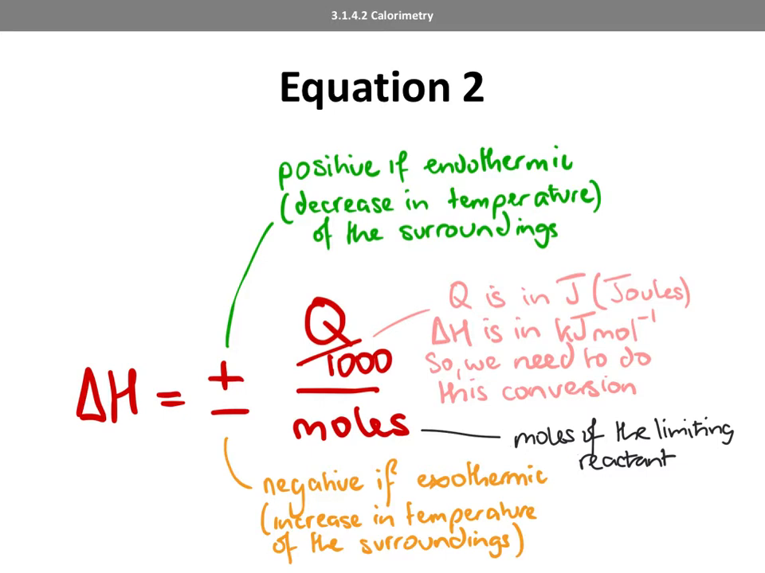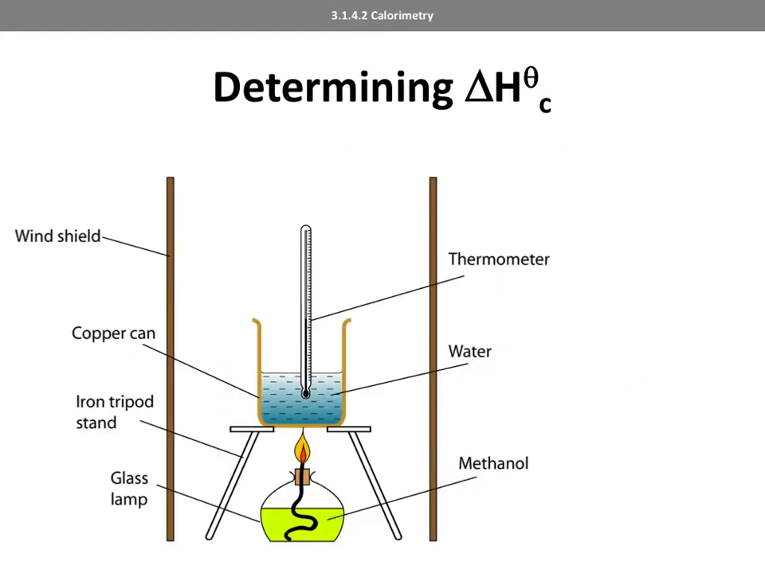So what we're going to do now is look at one of the practical methods for determining an enthalpy change in a reaction. And we'll look at how that practical gives us the information that we need for both of these equations. This is an outline of the apparatus that we might use to work out the enthalpy of combustion for a particular substance. In this particular drawing, we are doing it for methanol.